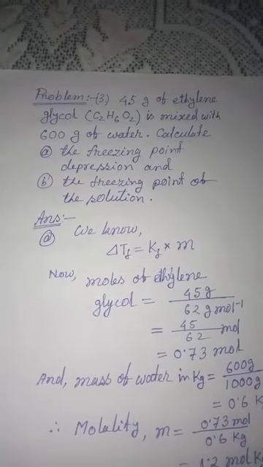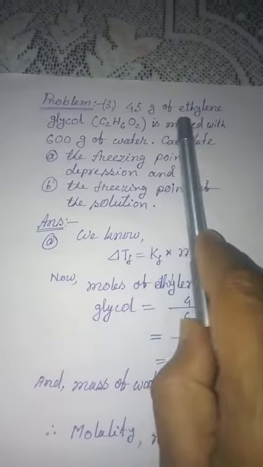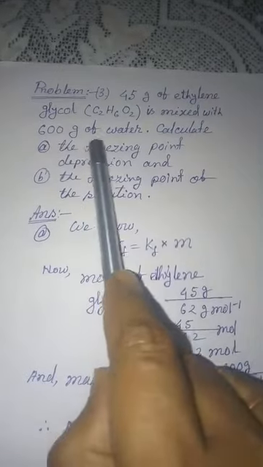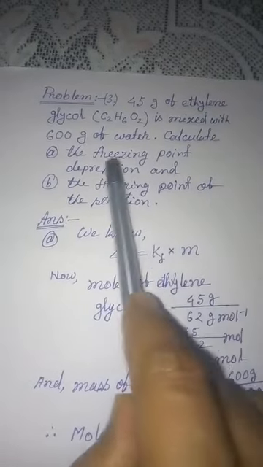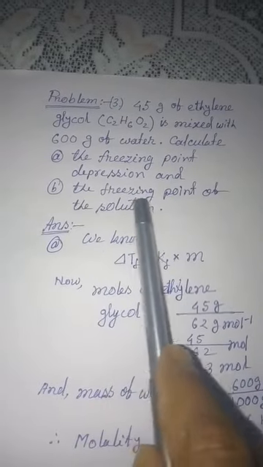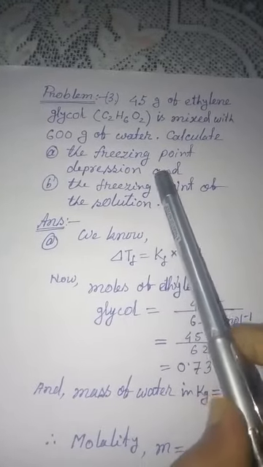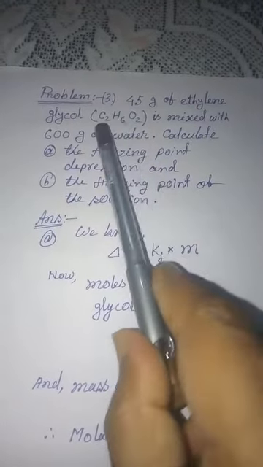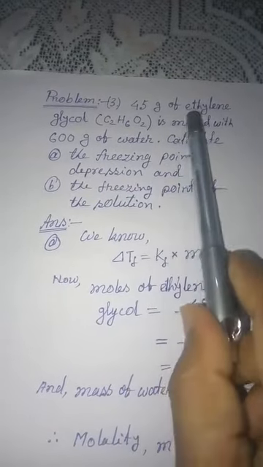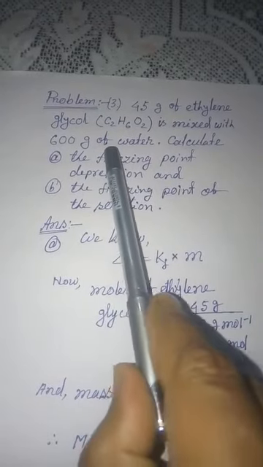So now you see the problems here. First, 45 gram of ethylene glycol is mixed with 600 gram of water. Calculate the freezing point depression and the freezing point of the solution. So here 45 gram of ethylene glycol is dissolved in 600 gram of water. That means ethylene glycol is the solute, and 600 gram of water is the solvent.